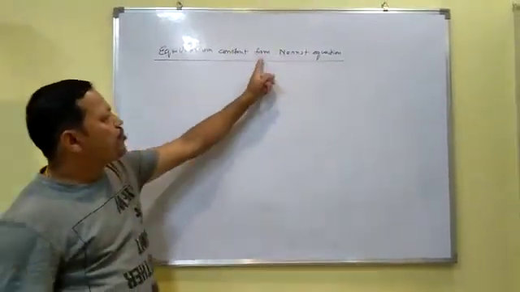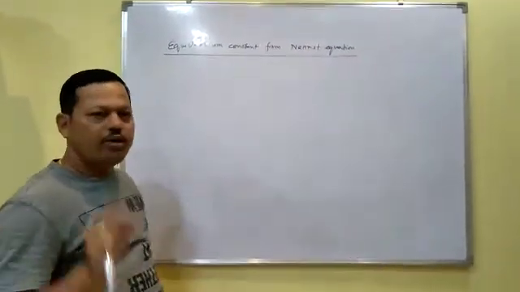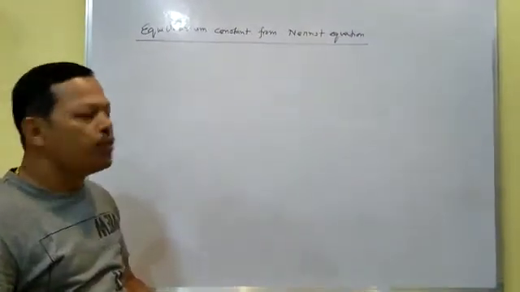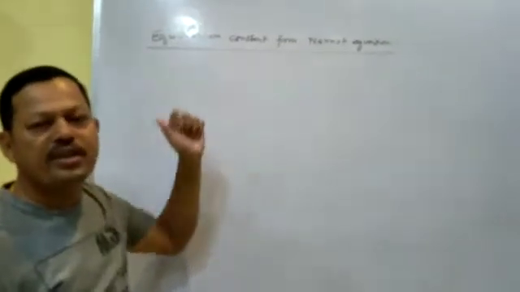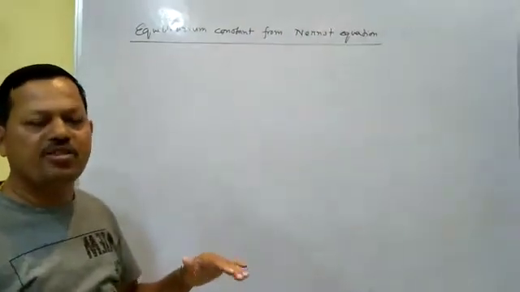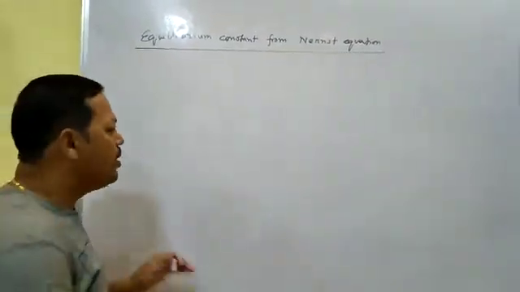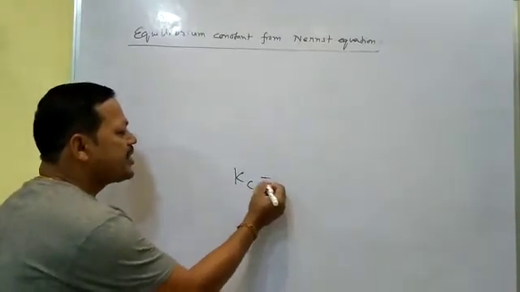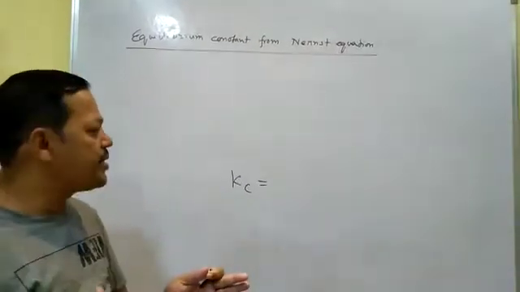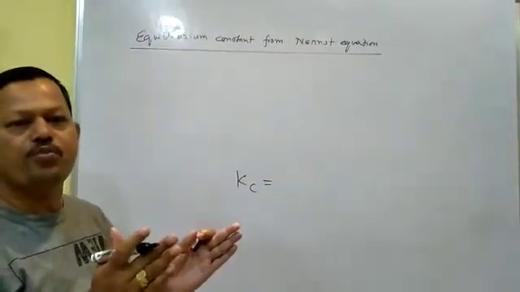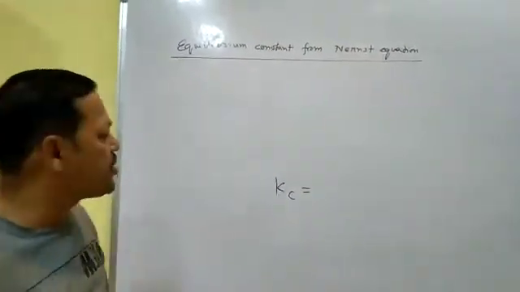Equilibrium constant from Nernst equation. You know about equilibrium constant. When a reaction is at equilibrium, then you can write the equilibrium constant. In class 11 you have got equilibrium constant is represented by the symbol Kc. And Kc, what is Kc? Kc means for an equilibrium reaction, multiplication of the concentration of product divided by multiplication of the concentration of reactant.